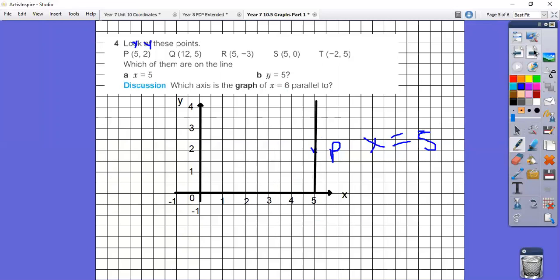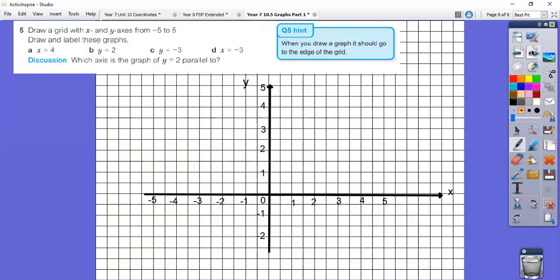Then we're going to look at the final question, which is question 5 for today. Remember, we're only doing part 1. Part 2 will continue after the spring term holiday. So here it says draw a grid with x and y axis from -5 to +5. This one should also be from -5 to +5. Again, mine didn't fit in. Hopefully you should draw yours big enough to go from -5 to +5, basically 10 across, 10 down. And then draw and label these graphs.